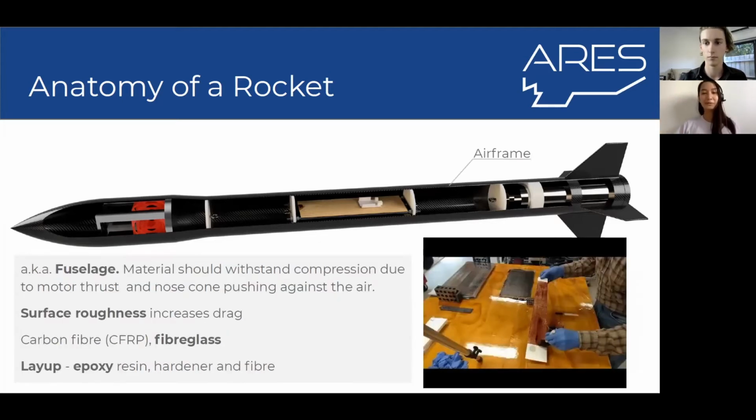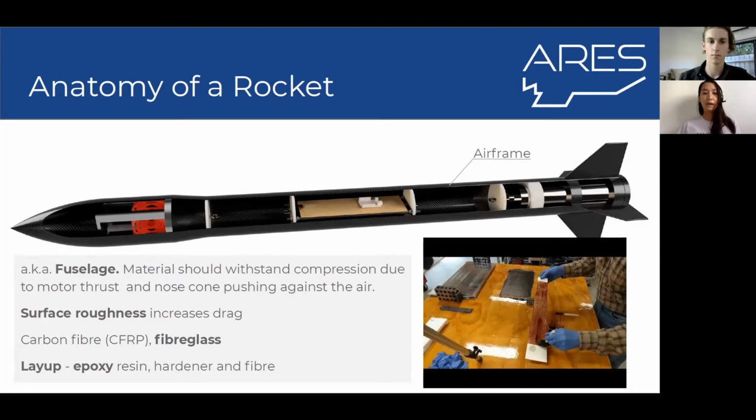Okay, so the airframe is highly important because number one, it has to withstand the stresses of the thrust from the rocket motor, and it's also going to have to withstand the compression from the airflow hitting against the rocket as it's going through flight.